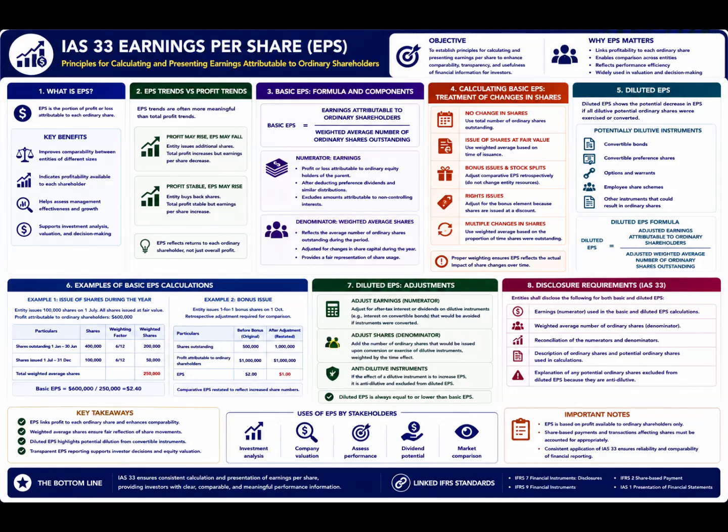Basic EPS is calculated by dividing attributable earnings by the weighted average number of ordinary shares outstanding during the reporting period. The weighted average approach is necessary because share capital often changes throughout the year due to share issuances, repurchases, conversions, or other corporate transactions. Proper identification of earnings attributable to ordinary shareholders ensures that EPS calculations accurately represent returns generated for investors holding ordinary shares and enhances consistency and comparability within financial reporting practices governed by IAS 33.